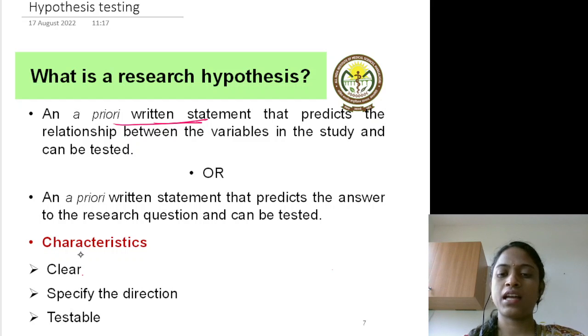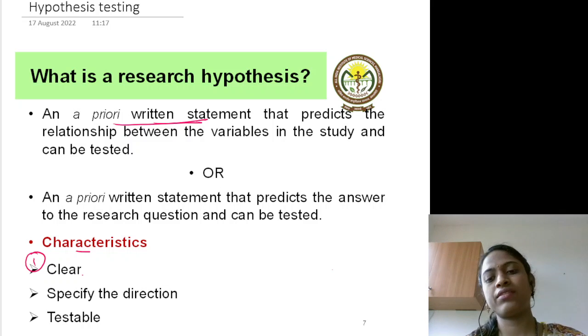There are a few characteristics of a research hypothesis. First, it should be clear. It should clearly mention what the exposure variable is, what the outcome variable is, and whether we are trying to find any association or not.